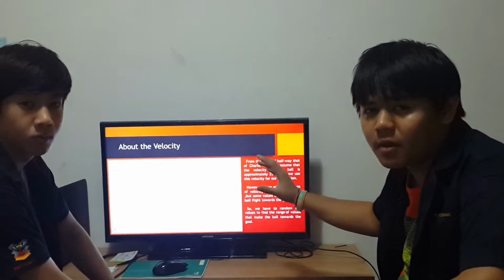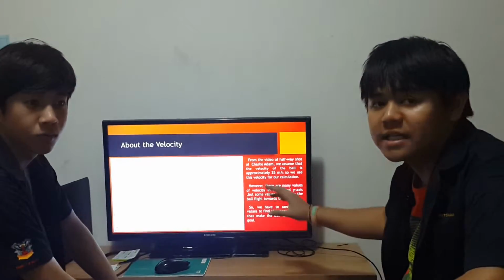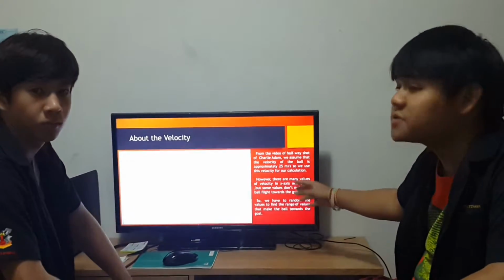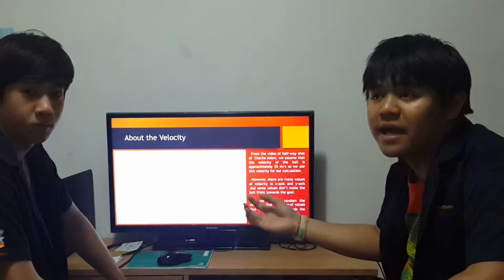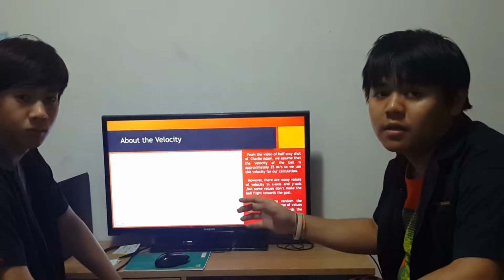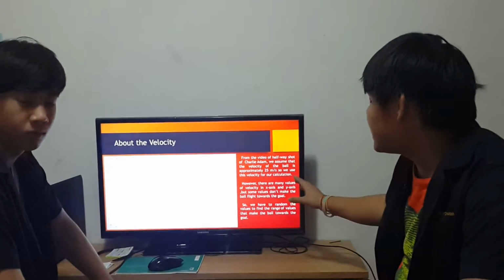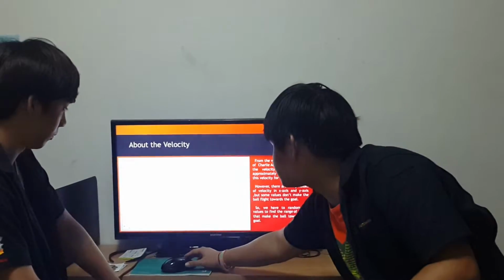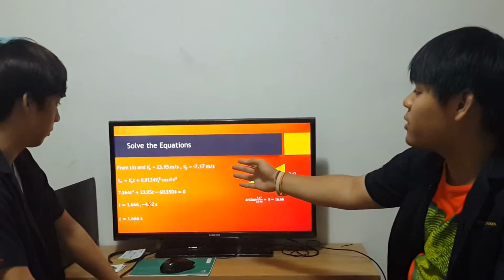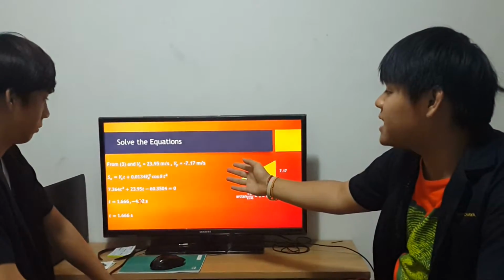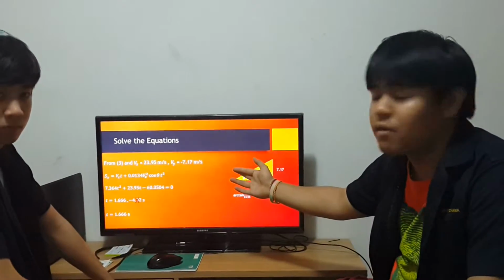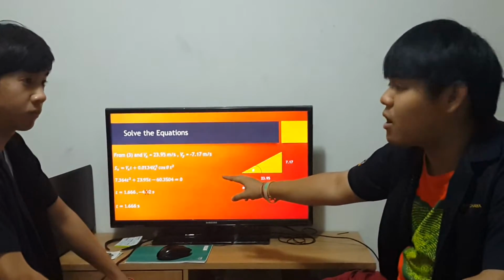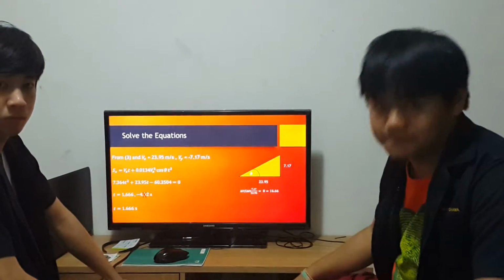So we use that velocity in our calculation, and we have to randomize the values in the x-axis and y-axis because some values can't make the ball go toward the goal. After we randomized many values, we selected the velocity in the x-axis as 23.95 and the velocity in the y-axis as negative 7.17, and we use these two values to find the time of the motion.